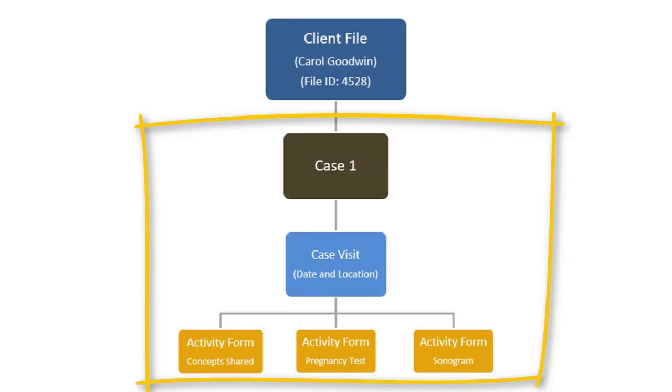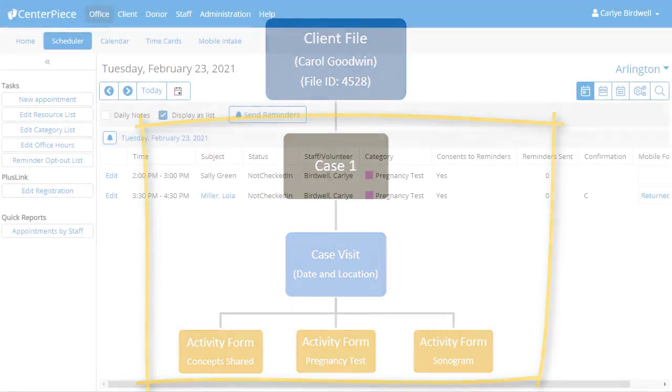All of this information is entered in through the quick form, and there are two different ways that it's done. Either manually if your center is using paper forms, or electronically if your center is using mobile intake. During this video, I'm going to walk you through both ways. So let's go ahead and get started.